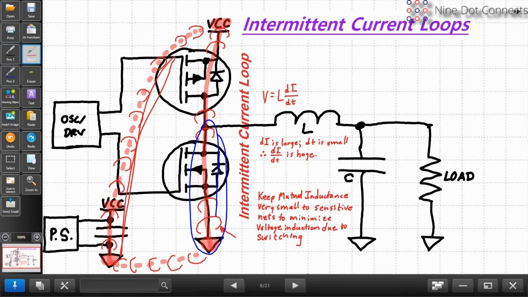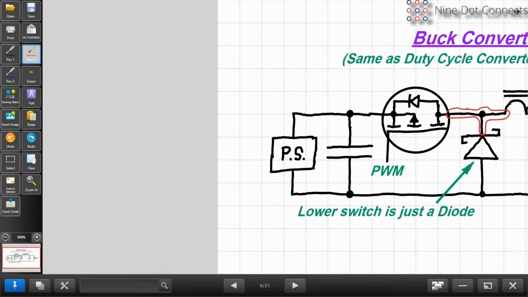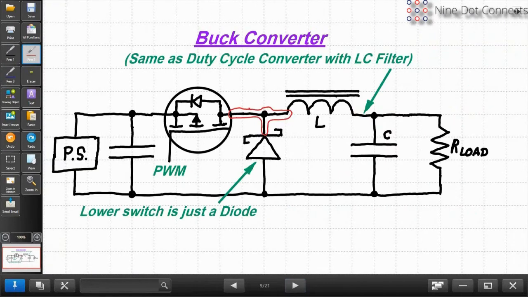So these intermittent current loops are something that definitely need to be looked at very carefully in the design, and we'll do that when we come to a PCB.